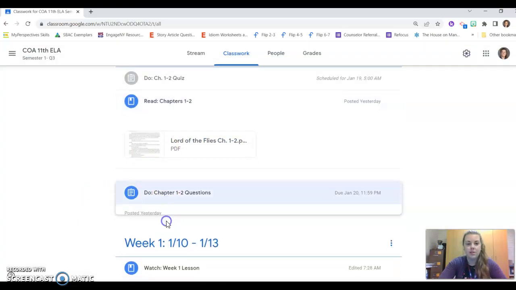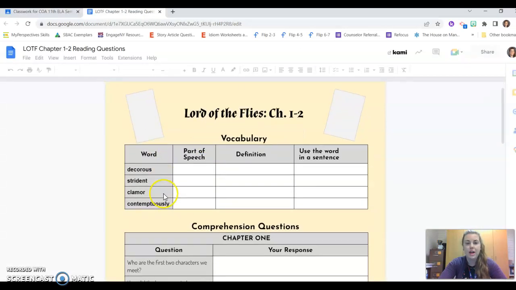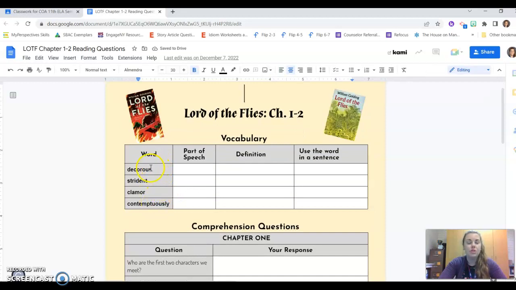Once you've read it, then you're going to do the chapters 1 and 2 questions. And this will look very similar each week. So you'll have some vocab. So you'll look up these words, the part of speech, so noun, pronoun, preposition, what part of speech is it? What's the definition? You can look that up online. Just make sure that the definition you find matches the context in which the word is used in the chapters. So if there's a word that has more than one definition, just make sure you look in the chapters, find that word, and figure out which definition matches the context. Okay? And then use the word in a sentence of your own.